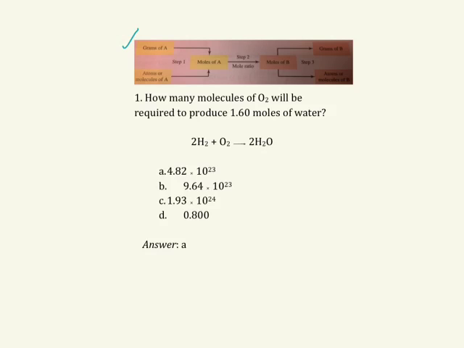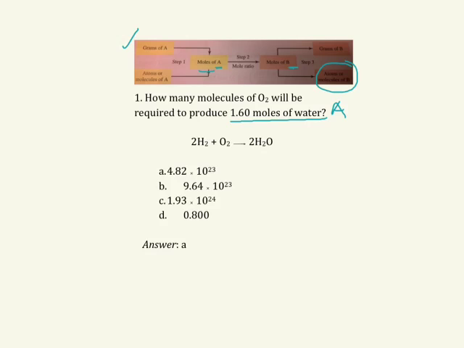How many molecules of oxygen will be required to produce 1.60 moles of water? Now what is given to you? 1.60 moles of water is given to you. So let's assume your water is A. So here your A is water. And what do you have to find out? Molecules of oxygen. And let's assume oxygen is B. You have to find out molecules of oxygen.